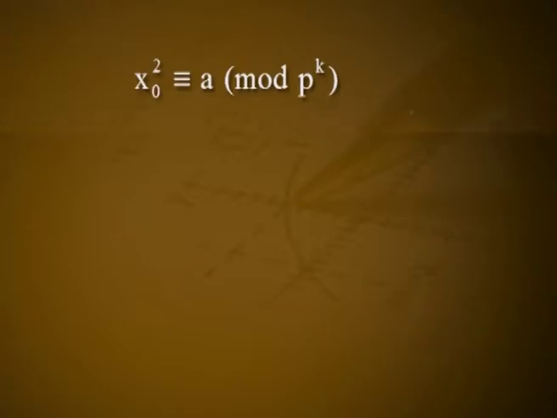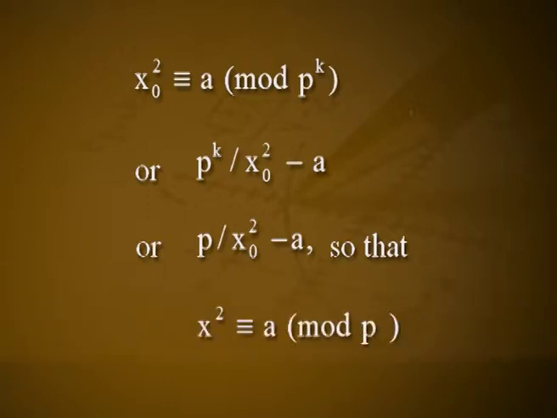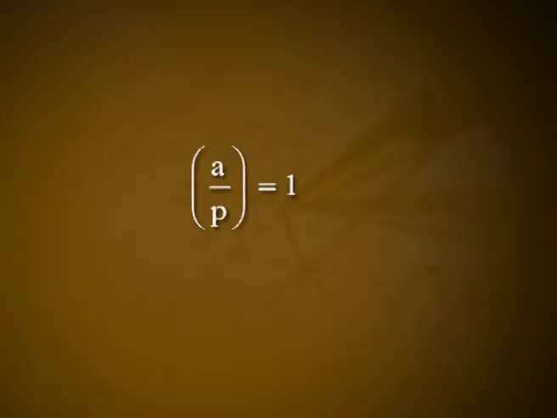Proof. Suppose first that x squared congruent to a mod p raised to k has a solution x naught. Then x naught squared is congruent to a mod p raised to k, or p raised to k divides x naught squared minus a, so p divides x naught squared minus a, so that x squared congruent to a mod p has a solution. Hence, by Euler's criterion, the Legendre symbol (a/p) is equal to 1.